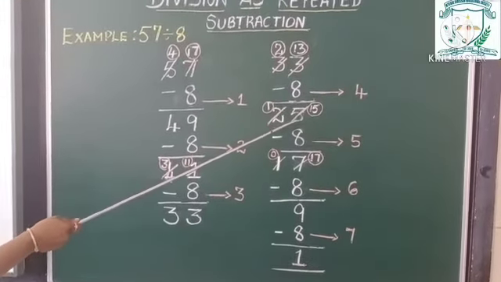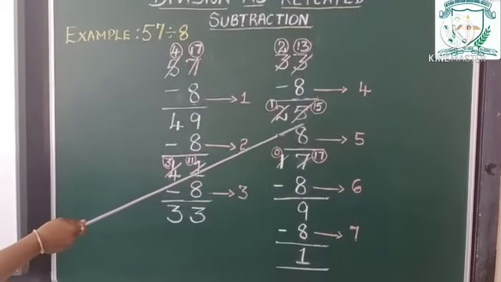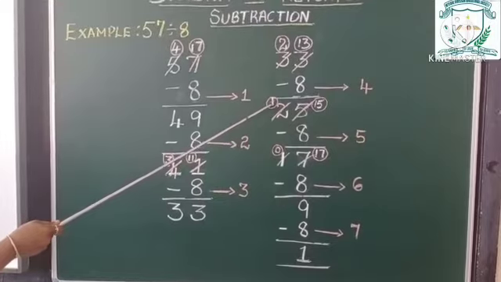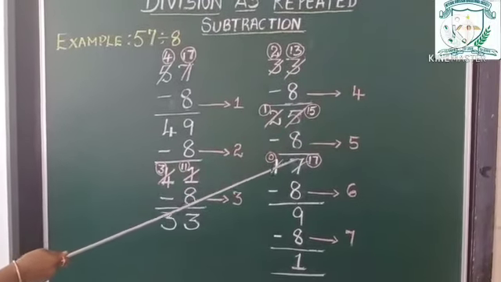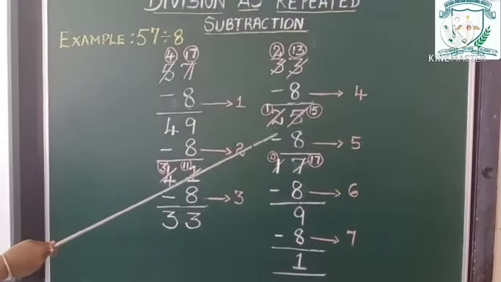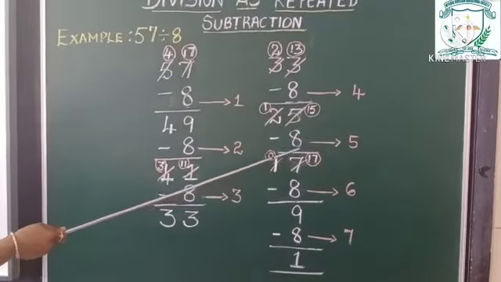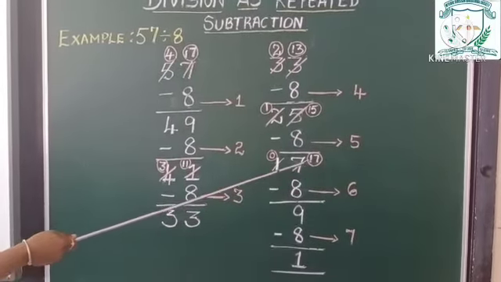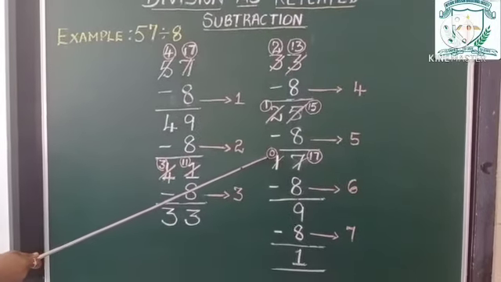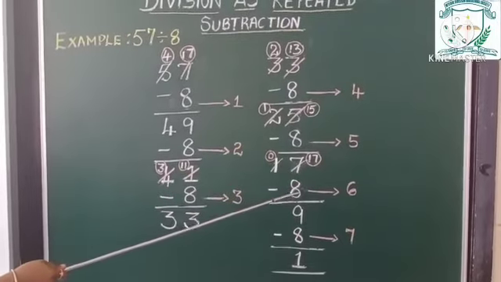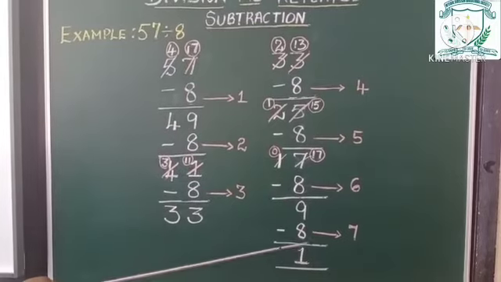Now 25 minus 8. 5 is less than 8. Borrow 1 ten from the tens column, leaving 1 ten. 15 minus 8 is equal to 7 and 1 minus 0 is 1. So 25 minus 8 is 17. 17 minus 8. Here 7 is less than 8. Borrow 1 ten, leaving 0 tens in the tens place. 17 minus 8 is 9. 9 minus 8 is equal to 1.